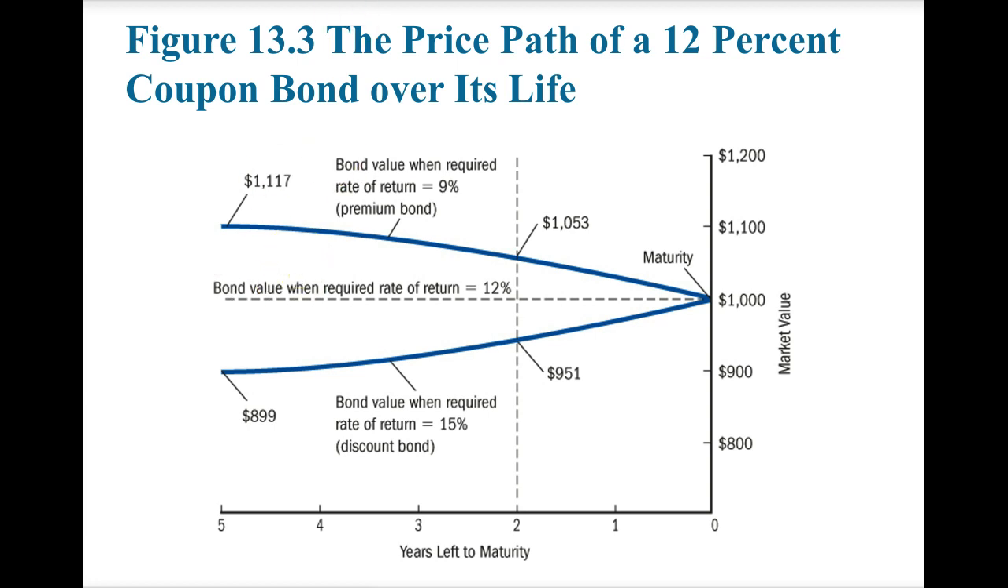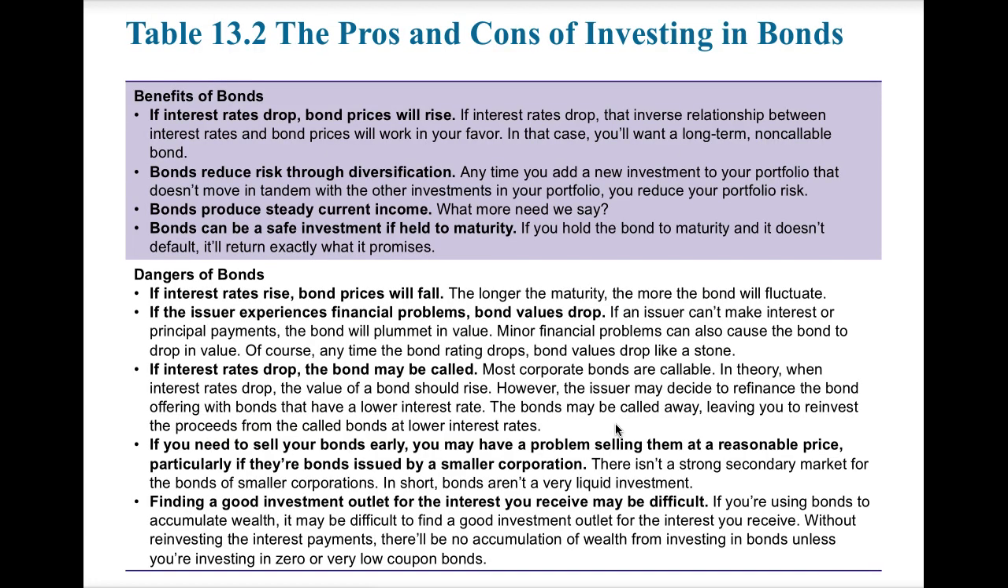Now, if interest rates go down, so your bond pays 12%, but the current bonds are paying 9%, your bond's going to sell at a premium. And the premium is greatest the further away from maturity. And as we get close to maturity, that premium is almost unnoticeable.